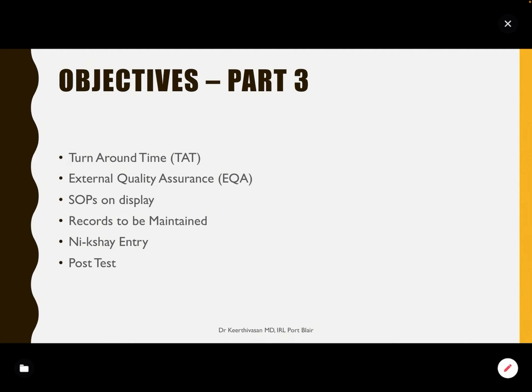So today in part 3, we will be discussing other topics like turnaround time, external quality assurance, standard operating protocols which have to be displayed in a TrueNat site, records to be maintained. Once you have done the test, how you go about doing Ni-Kshay entry and post-test.